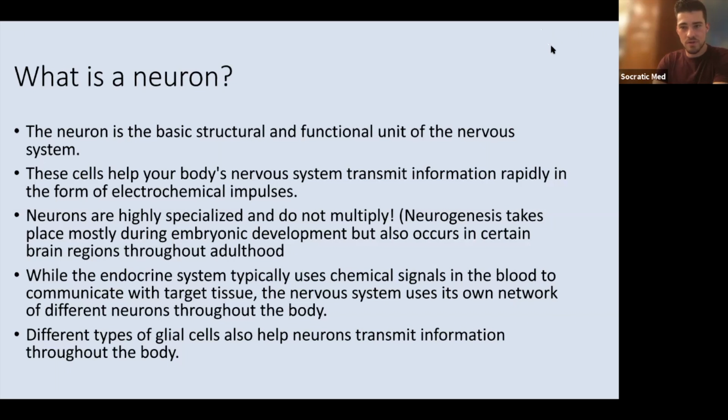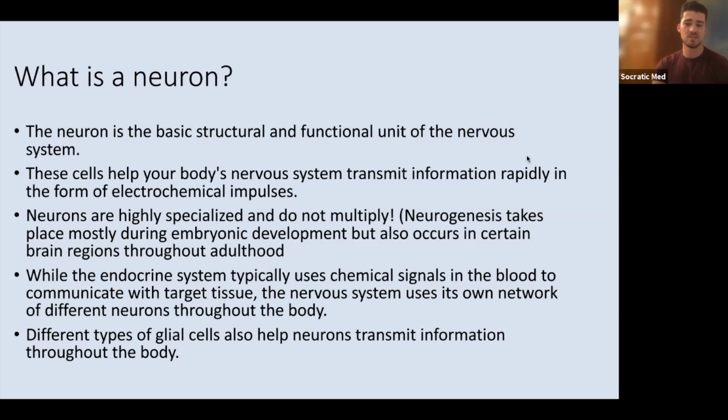Okay, so we're going to start with the basic structural and functional unit of the nervous system, which is the neuron. Neurons help your body's nervous system transmit information rapidly in the form of electrochemical impulses. They are highly specialized and they do not multiply, which is something interesting to keep in mind. Neurogenesis is the process of the generation of neurons, and it takes place mostly during embryonic development. But recent studies also show that it occurs in certain brain regions throughout adulthood, which is very interesting.